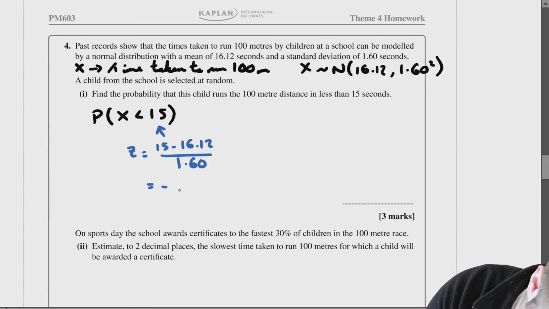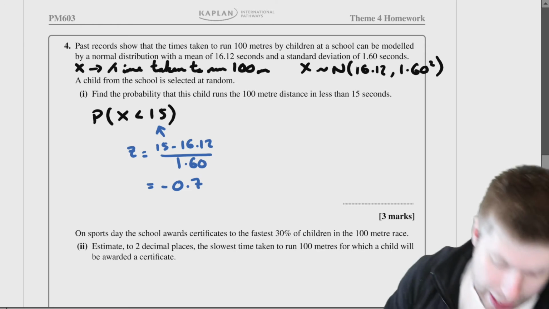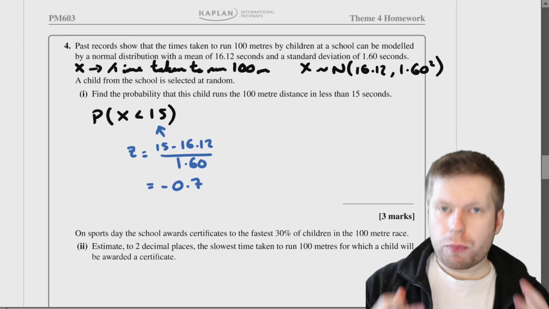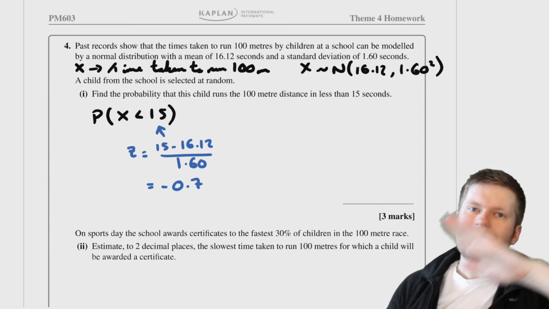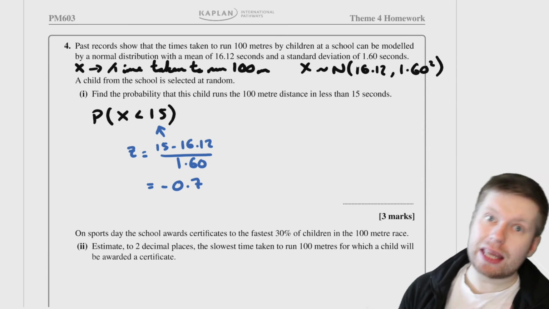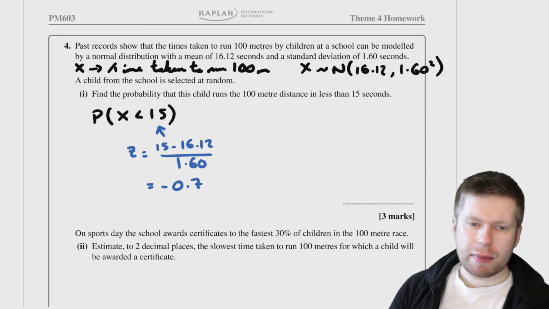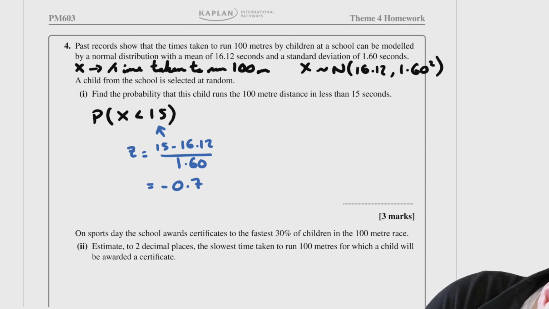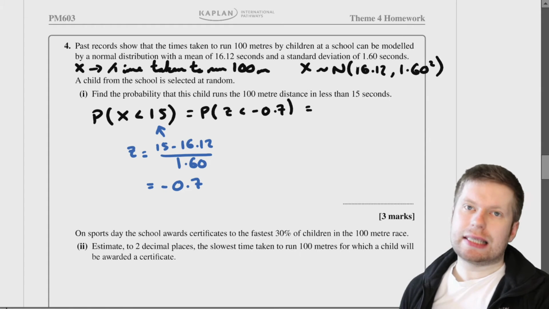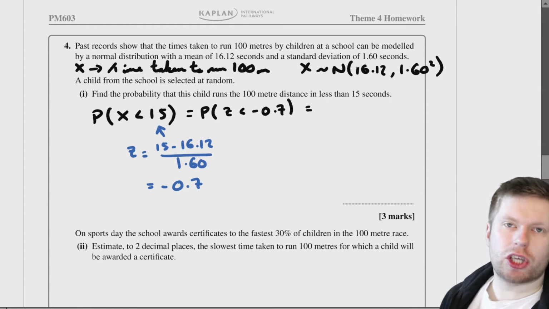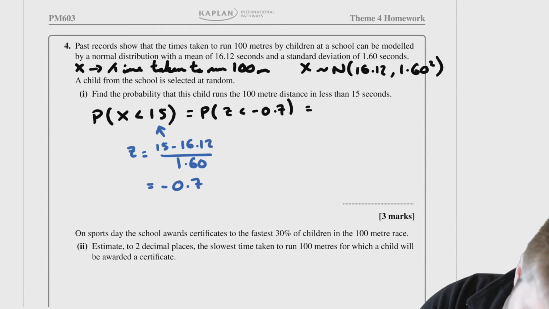Nice. So in other words, I'm looking for the probability of obtaining a value which is 0.7 units of standard deviation below the mean or less. So that's the magic number. I'm looking for the probability that z is less than negative 0.7. What's the probability of obtaining a value which is less than 0.7 units of standard deviation below the mean? Well, I'm going to jump into my tables.